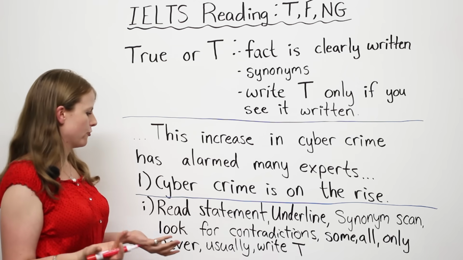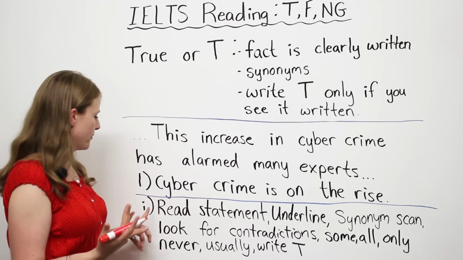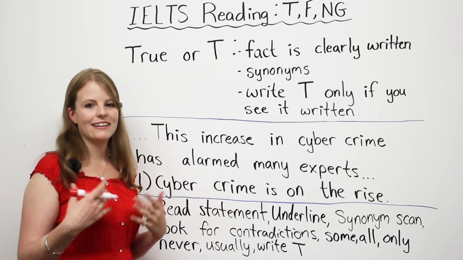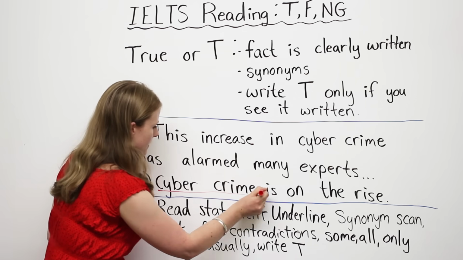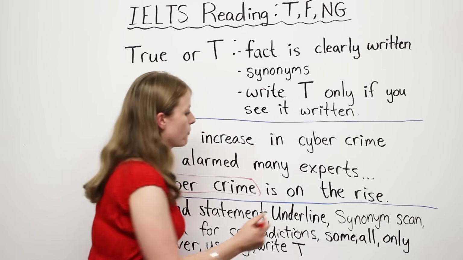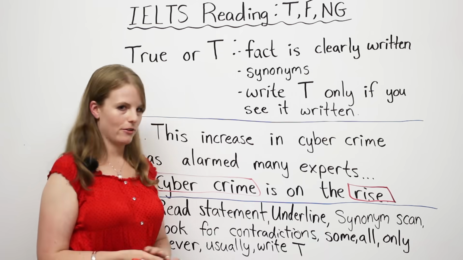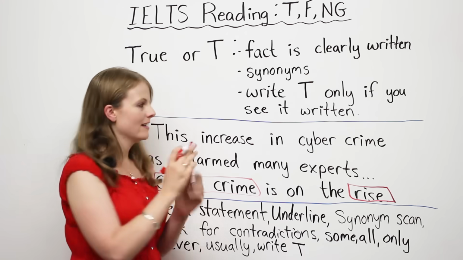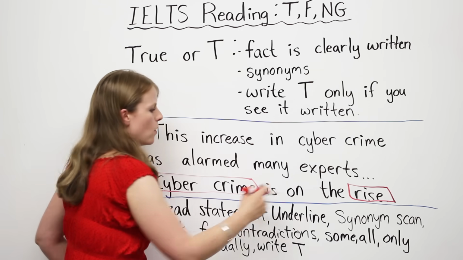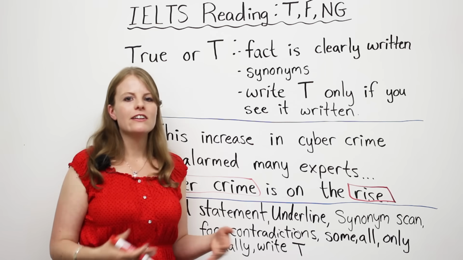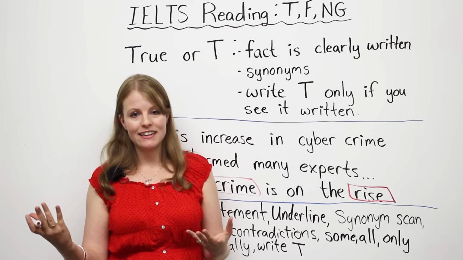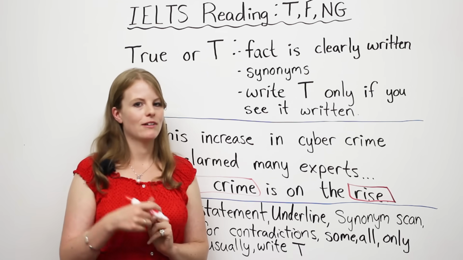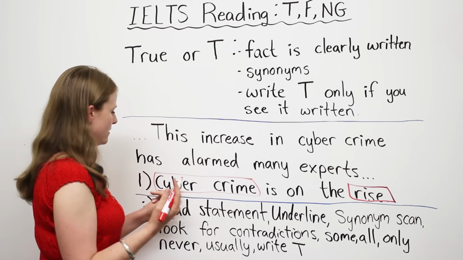So how do you know if it's true, false, or not given? My advice to you is first, read the statement, cybercrime is on the rise. Underline any keywords. Cybercrime, this is a keyword, is on the rise, it's a keyword, okay? Then you go back to the reading passage and you quickly scan for these words or synonyms. What are synonyms? Synonyms are words that mean the same thing but are different words. So what is a synonym of rise? Increase, go up.